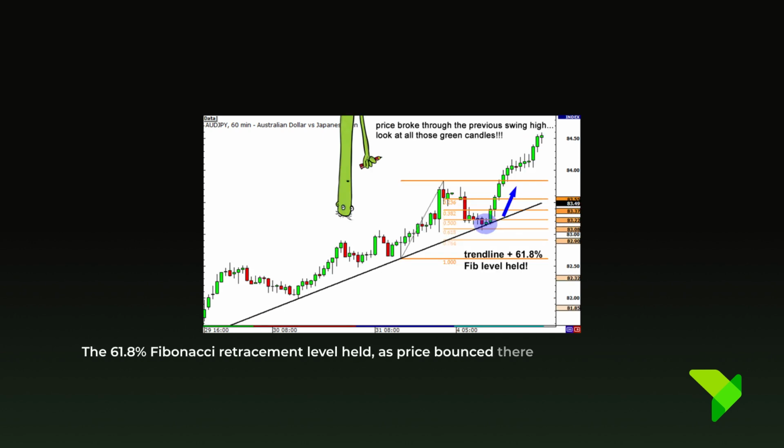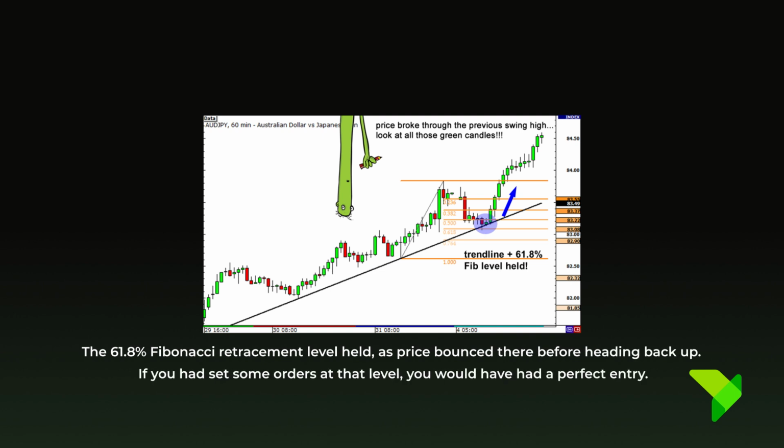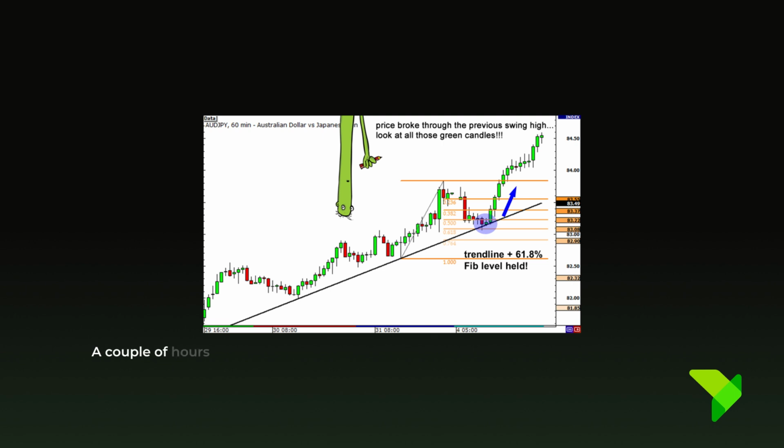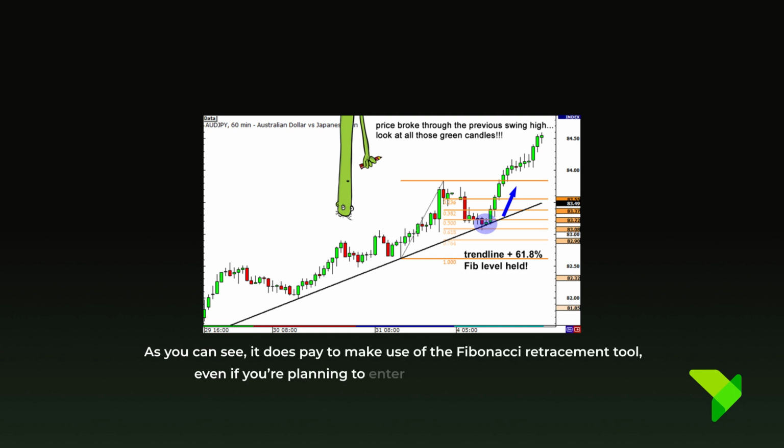The 61.8% Fibonacci retracement level held, as price bounced there before heading back up. If you had set some orders at that level, you would have had a perfect entry. A couple of hours after touching the trend line, price zoomed up through the swing high. As you can see, it does pay to make use of the Fibonacci retracement tool, even if you're planning to enter on a retest of the trend line.